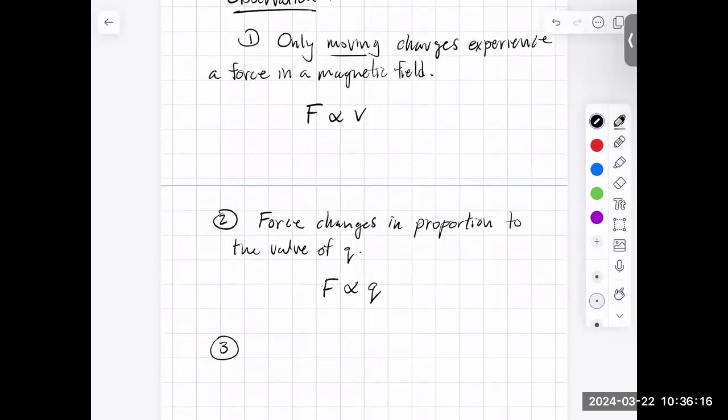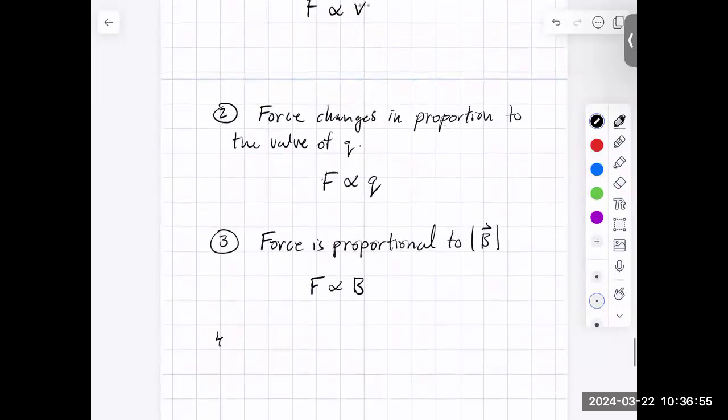Observation number 3. We could now keep the charge the same, keep the velocity the same, but increase or decrease the strength of the magnetic field, and we would find that the force is proportional to the strength of the magnetic field. So the force is proportional to the magnitude of the magnetic field. So F is proportional to B.